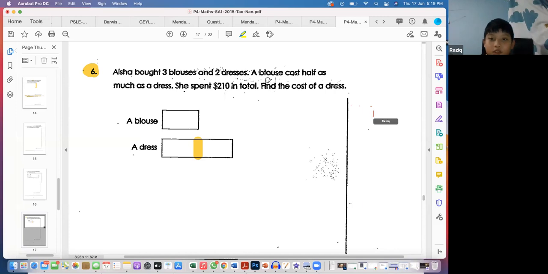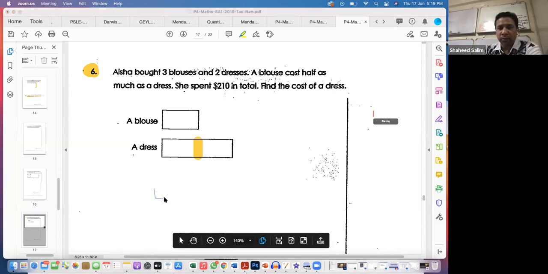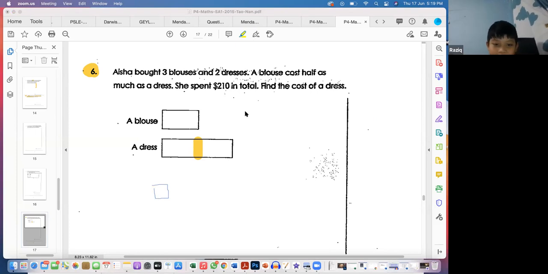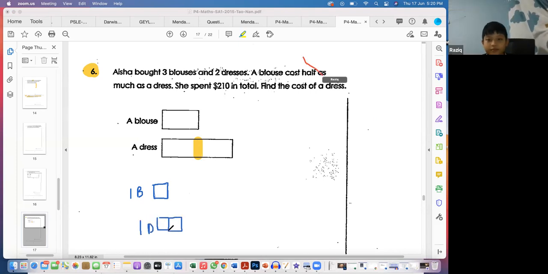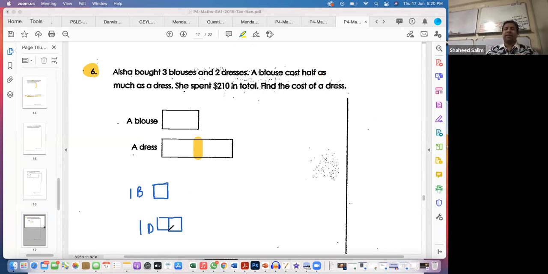Now let's see. First, this is, alamak, very thin. I don't want it too thin. Okay, this is one blouse. So now you draw three blouses. How do you draw three blouses? You draw them. Now one dress. This is one dress, there's two, big. So two dresses, how many? Draw the units, you can see. Then all of them together, once you draw, equal 210.